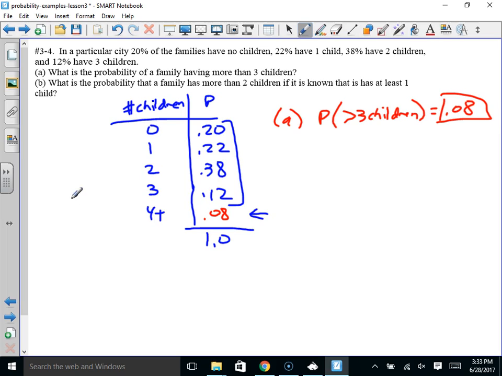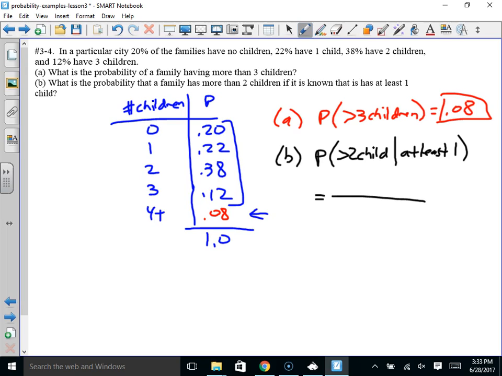Okay, then it says we want to find the probability that a family has more than 2 children if it's known that it has at least 1 child. So that is a conditional probability. We want to find the probability that we have more than 2 children given that we have at least 1. Okay, so the at least 1 part is going to form the denominator down here. And we can use either counts or probabilities. So let's go to our table here, which is really a sample space listing, and look at all the cases which are at least 1. So at least 1 is all of those cases there.